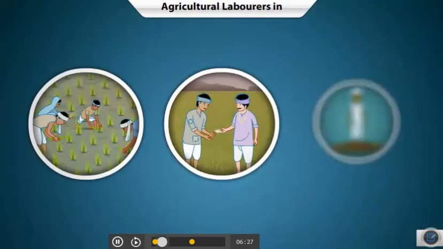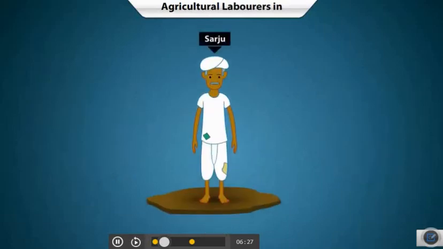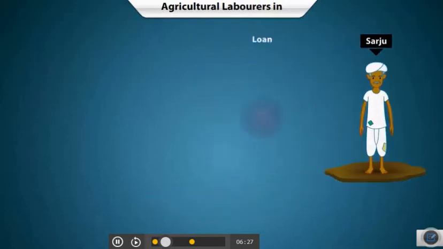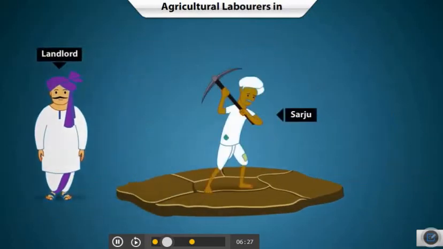Indian agricultural laborers face a lot of problems in earning their livelihood. Let's understand their troubles through the case of one such laborer, Sarju. Sarju is a bonded laborer. A bonded laborer refers to a worker who borrows money from a rich farmer or a landlord and in return works for them for a stipulated time period.